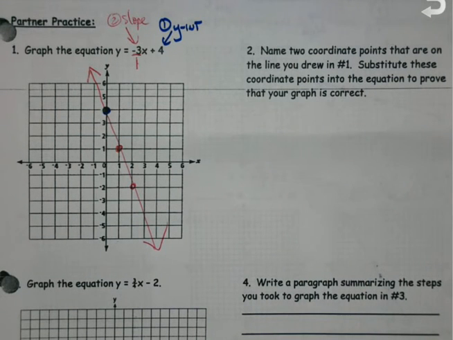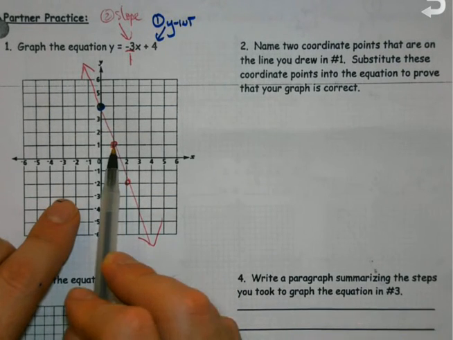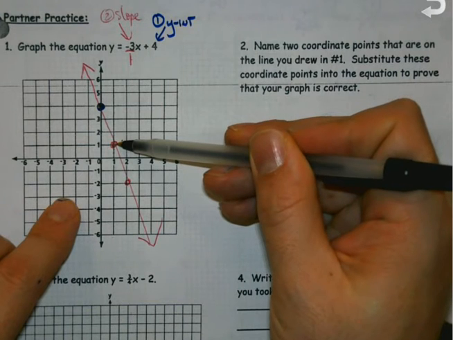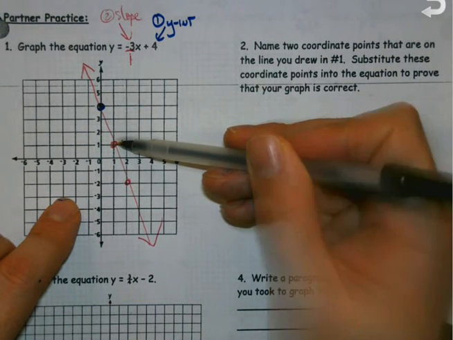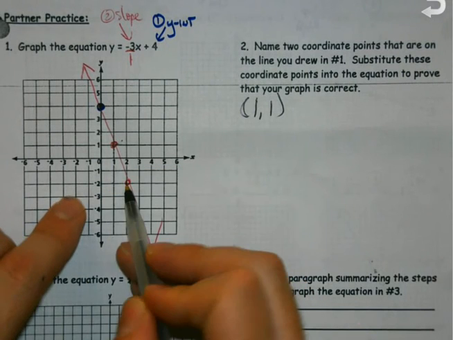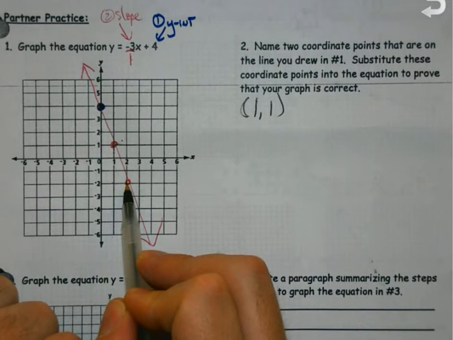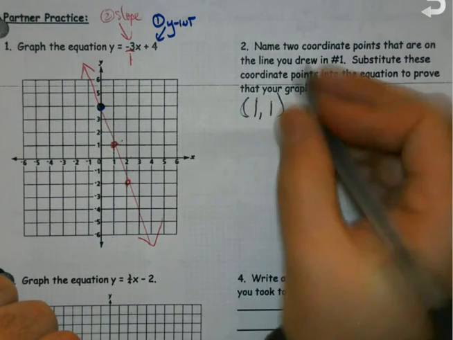Now, you might say, well, wait a minute. Number 2, they're asking me to do something? Yes. Name 2 coordinate points that are on the line you drew in number 1. So for instance, what point is this right here? 1, 1. That'd be this guy. And then what point is this down here? 2, negative 2.